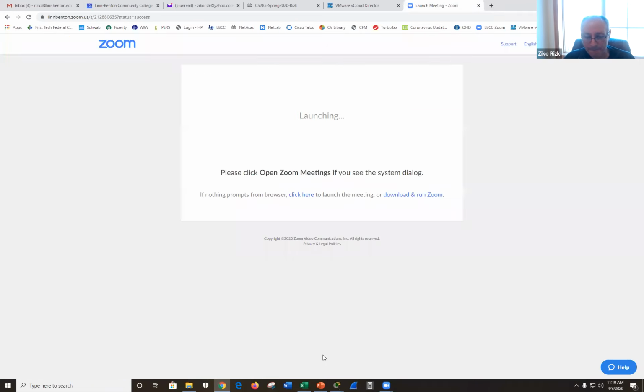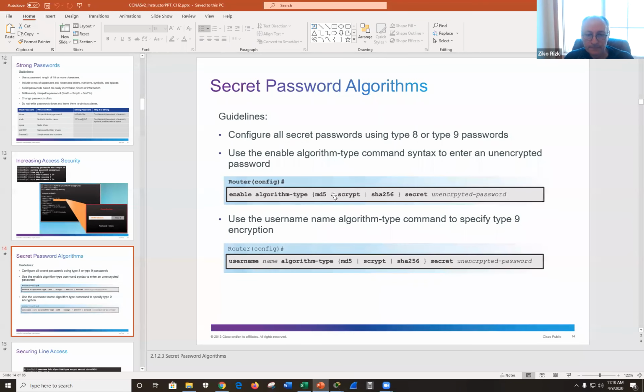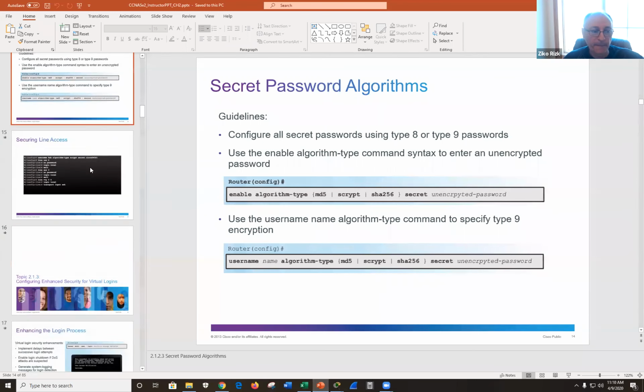All right. So IOS is evolving. It started pretty crude, and now they're saying, look, you can use much fancier hashing algorithms.